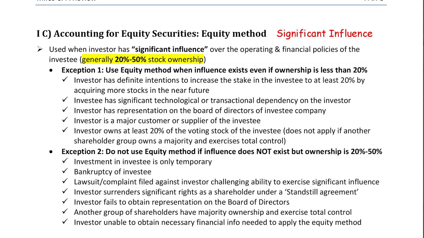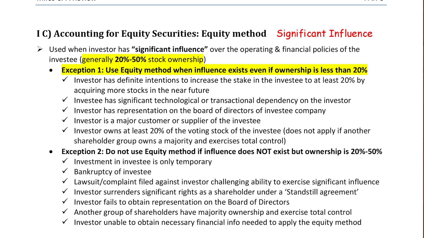However, there could be cases, exception 1, where you need to use the equity method when significant influence exists even if ownership is less than 20%. For example, let's say the investor has definite intentions of increasing the stake to 20% or more. Or let's say the investee has significant technological or transactional dependency on the investor. Or let's say the investor has representation on the board of directors of the investee. Or the investor is a major customer or supplier of the investee. Or the investor owns at least 20% of the voting stock of the investee.